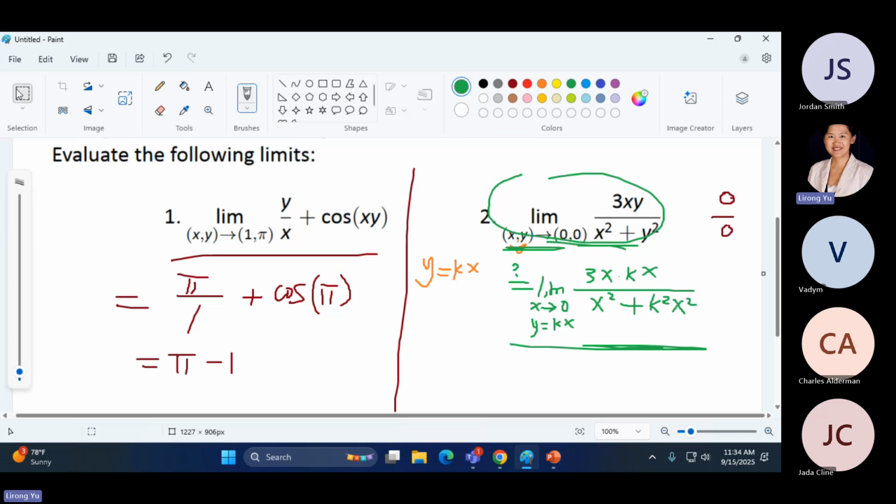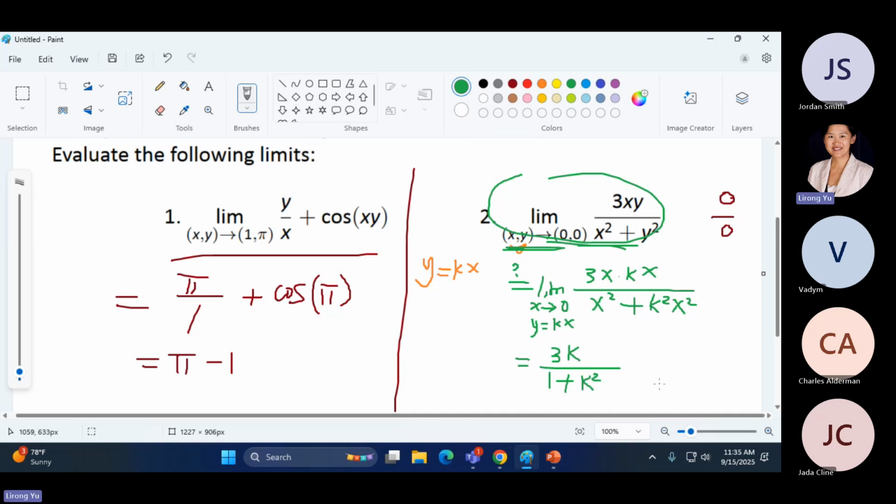And we see the benefit of doing this. The numerator and denominator both have x, and they both have x squared. So the numerator has 3k x squared. The denominator has x squared plus k squared x squared. You factor out the x squared and cancel the factor of x squared. You have this equal to 3k divided by 1 plus k squared.